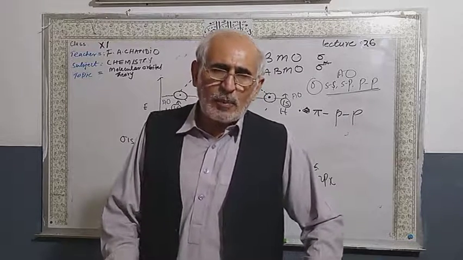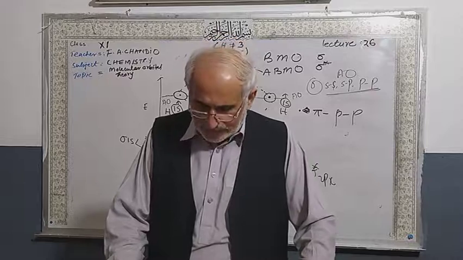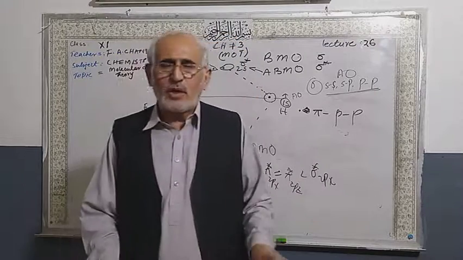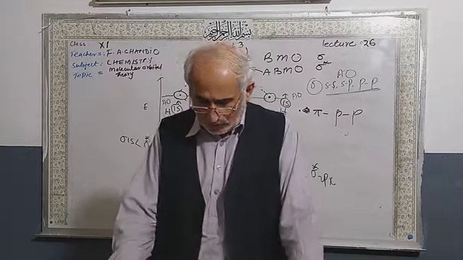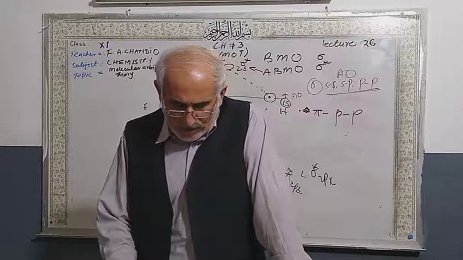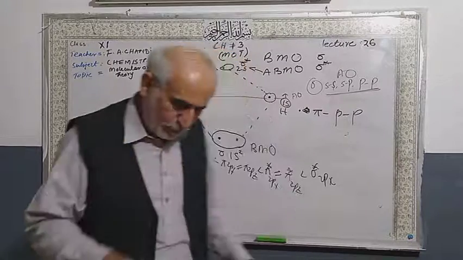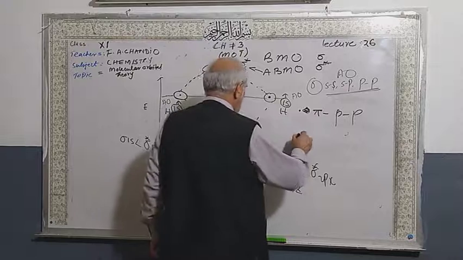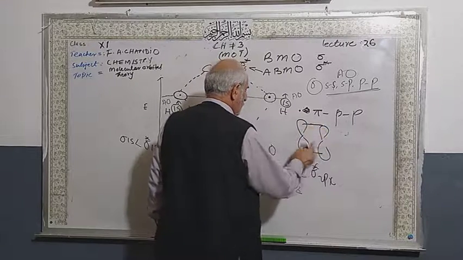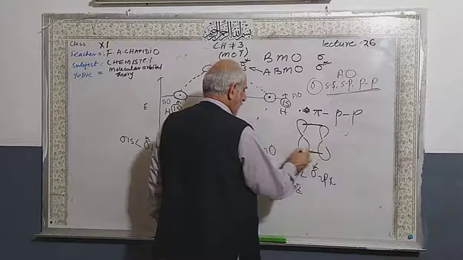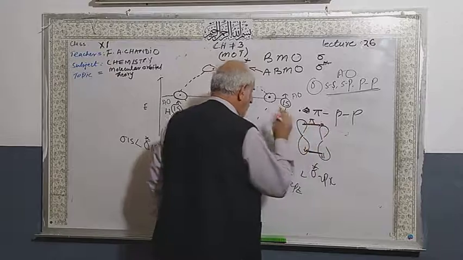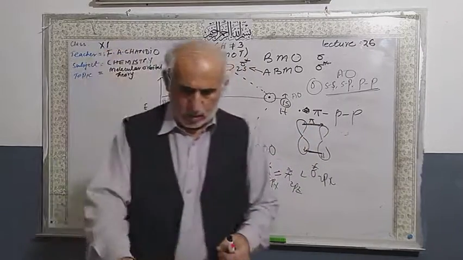The bonding molecular orbitals of py and pz have zero electron density along the nuclear axis, called the nodal plane, as I already told you. The electron density is uniformly distributed above and below the nodal plane. This is the nodal plane, like this one. Here the electron density is more, above and below, like this one.